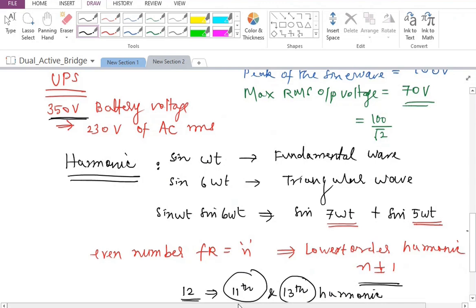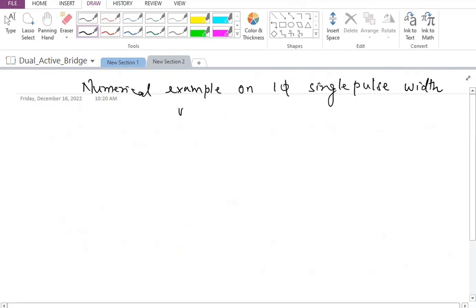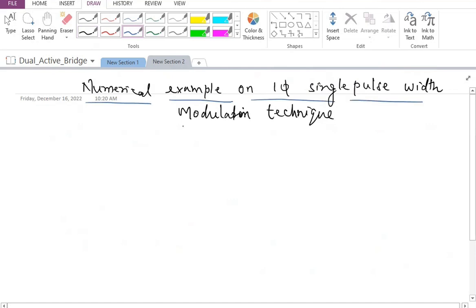So let's try to work out one problem, one numerical example on single phase, single pulse width modulation technique. So let us first try to work out this problem for single phase, single pulse width modulation technique.